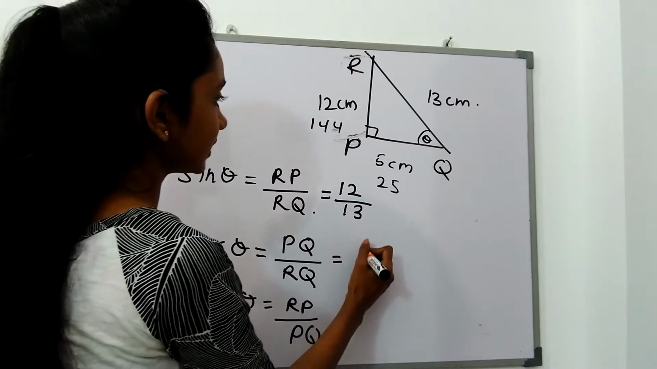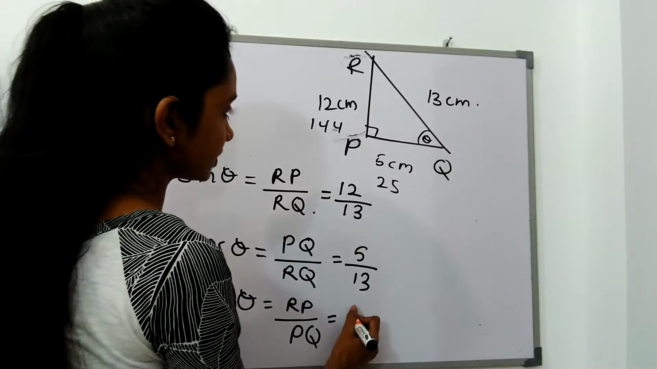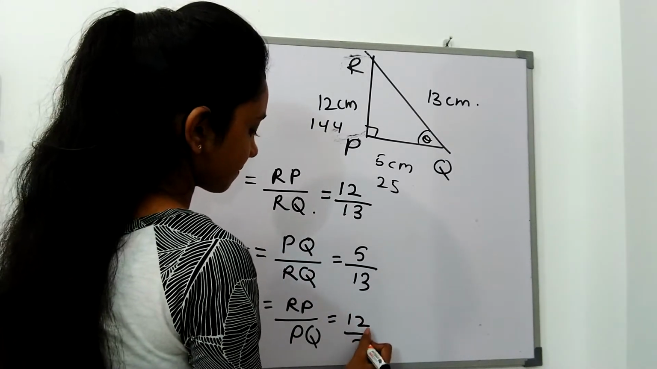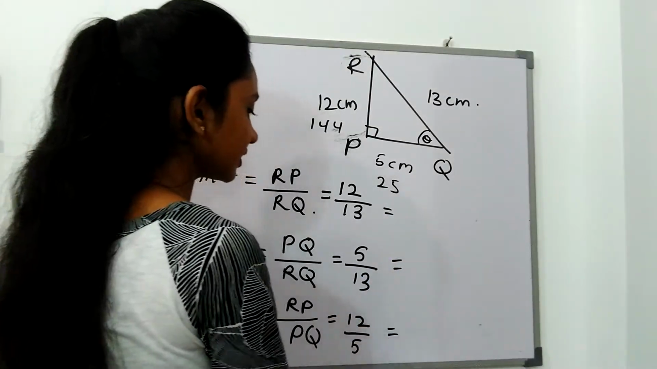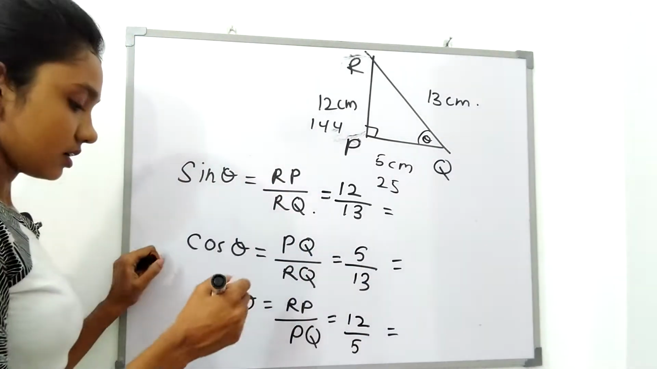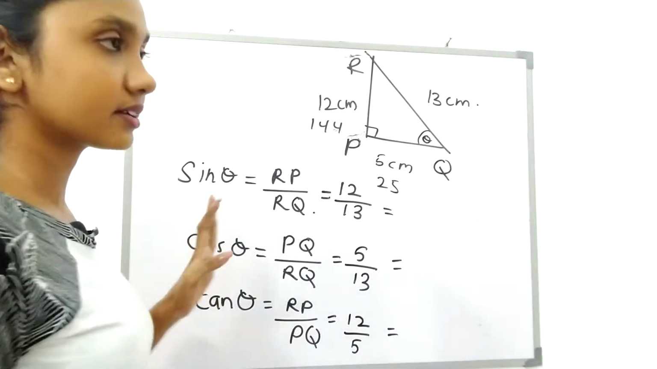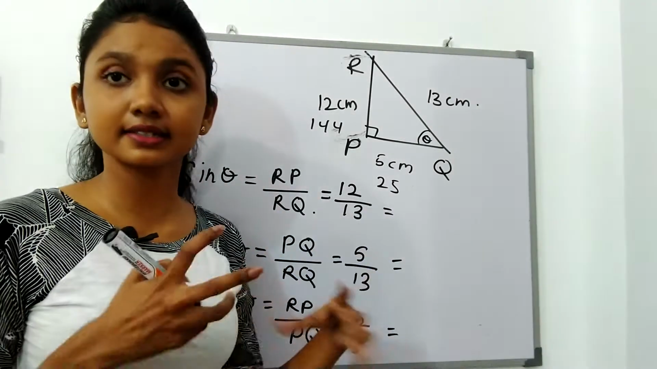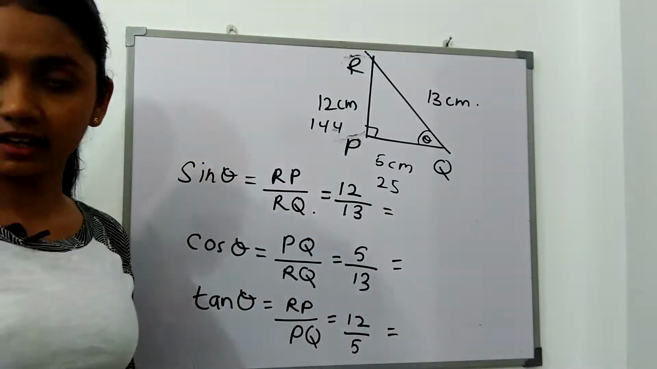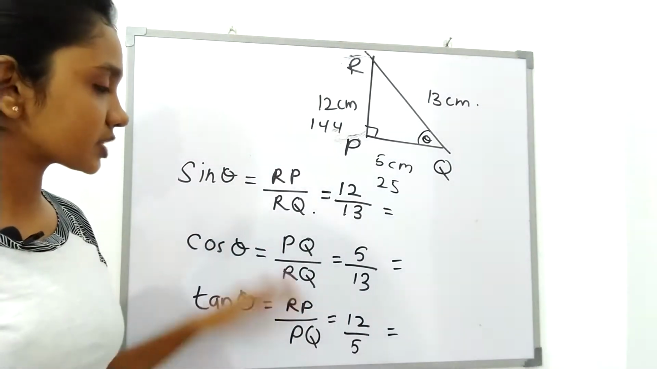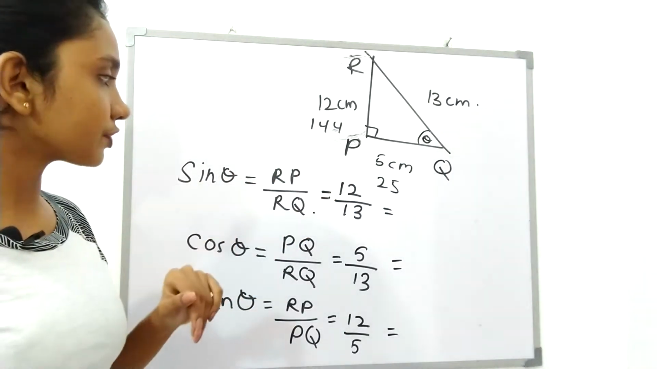PQ over RQ is 5 over 13, and RP over RQ is 12 over 5, right? So you can take the decimal values by considering the sine and tan tables. Sine, cos and the relevant tables are there, no? Let's discuss that in the next video. By considering that, you can find the angle theta. So I just want to explain how you should take the values of the sides.